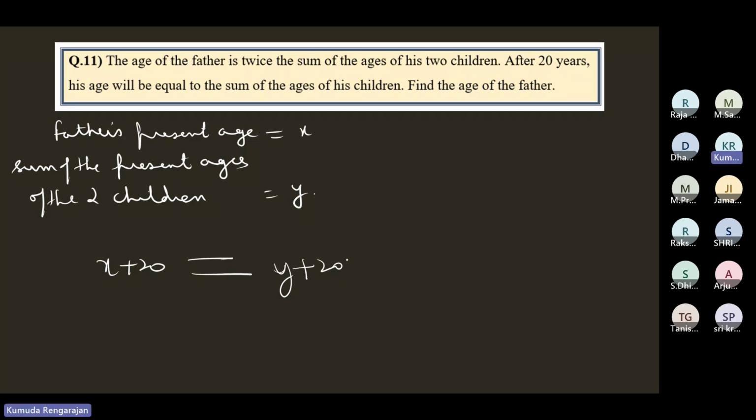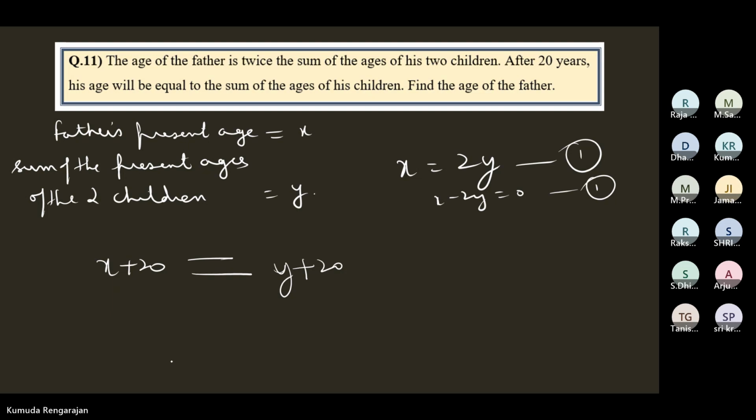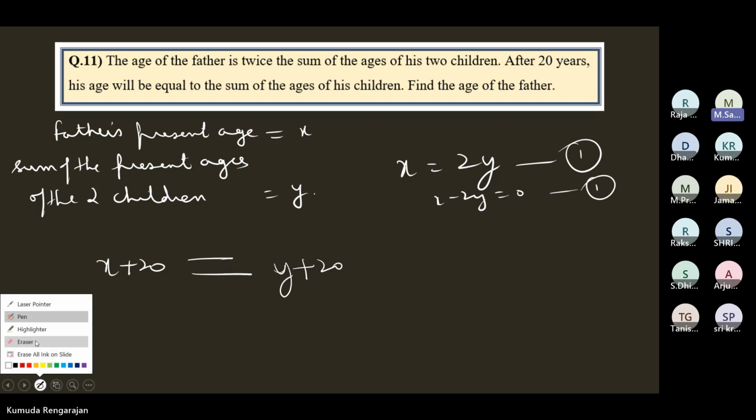After 20 years, no, that is one equation. X is equal to the age of the father is twice the sum, X is equal to 2y is an equation that is over. X minus 2y is equal to 0. That is over. Now the ages are X plus 20 and Y plus 20. X minus Y is equal to 0.